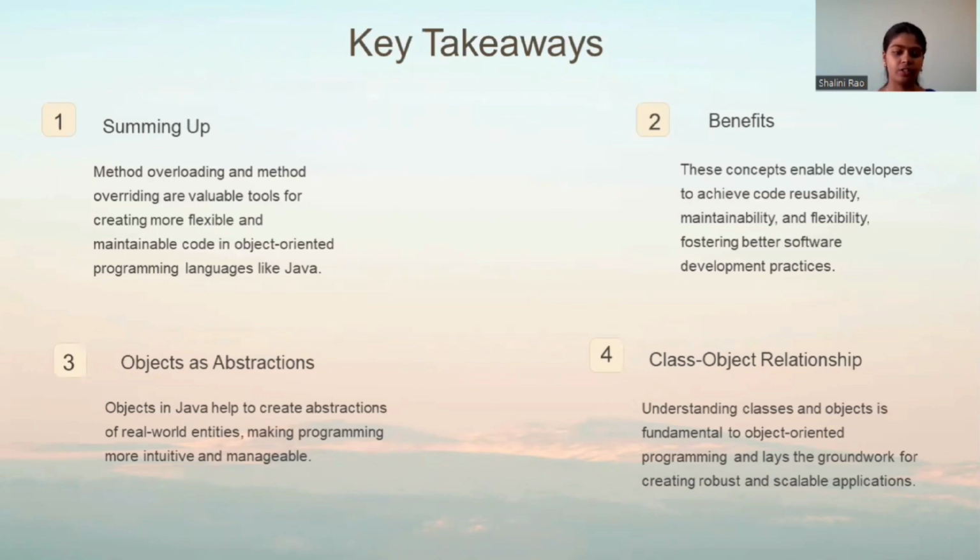Objects as abstractions: objects in Java help to create abstractions of real world entities, making programming more intuitive and manageable. Class object relationship: understanding classes and objects is fundamental to object oriented programming and lays the groundwork for creating robust and scalable applications.